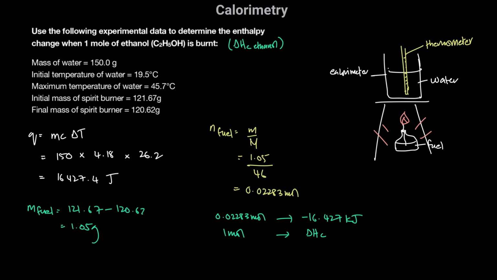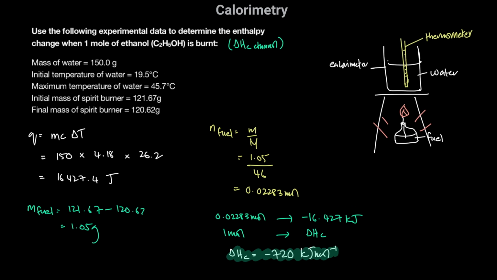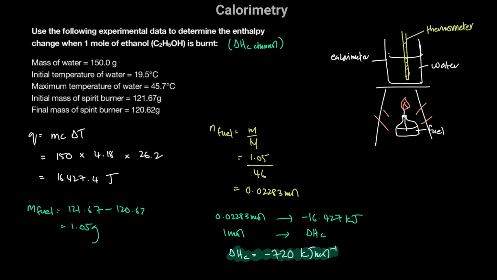So here, if you cross multiply, you're going to get the enthalpy change of combustion of ethanol as negative 720 kilojoules per mole, to 3 significant figures. So that is the answer. That is the enthalpy change of combustion of ethanol. To calculate the enthalpy change of combustion, you can also just use the following expression.